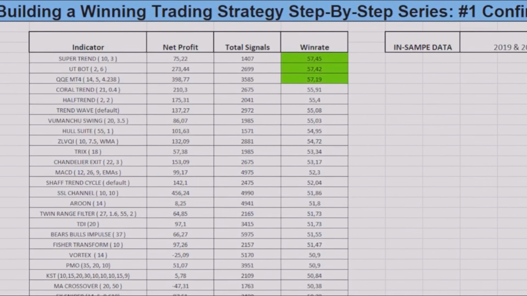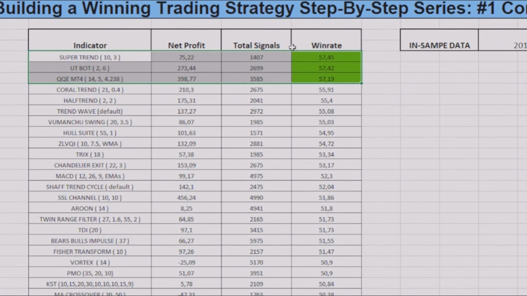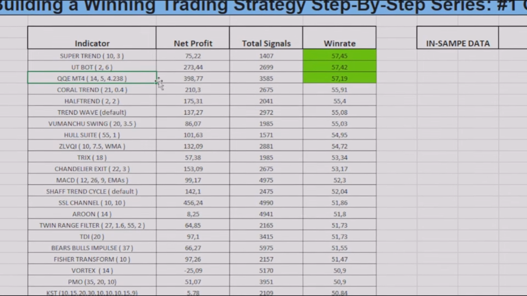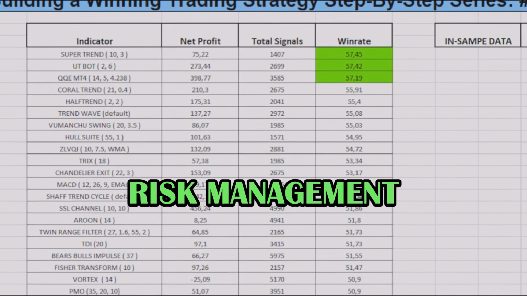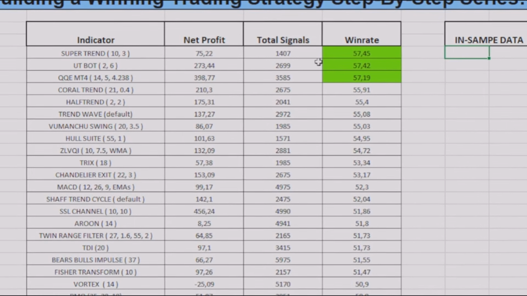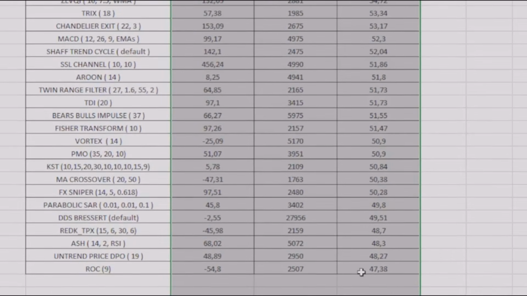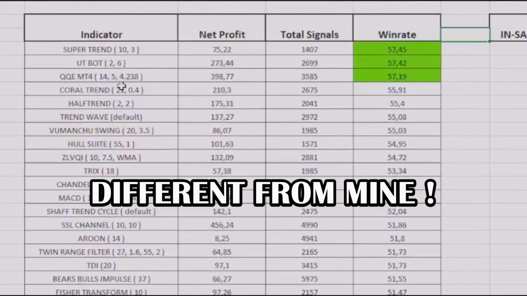As we can see, my top 3 indicators for the crypto market with the highest win rate were the Supertrend, the UT-bot and the KQE MT4. Note that depending on the change in the sample, risk management, timeframes or markets, the performance of the indicators can change completely. So don't be guided by my results if you are going to create a strategy different from mine.